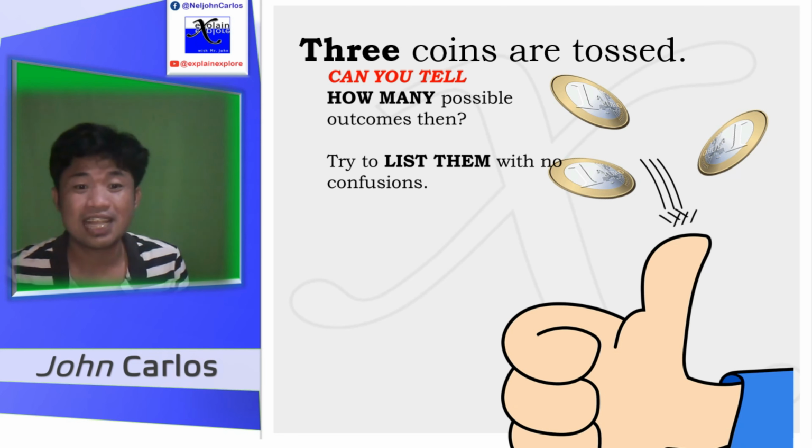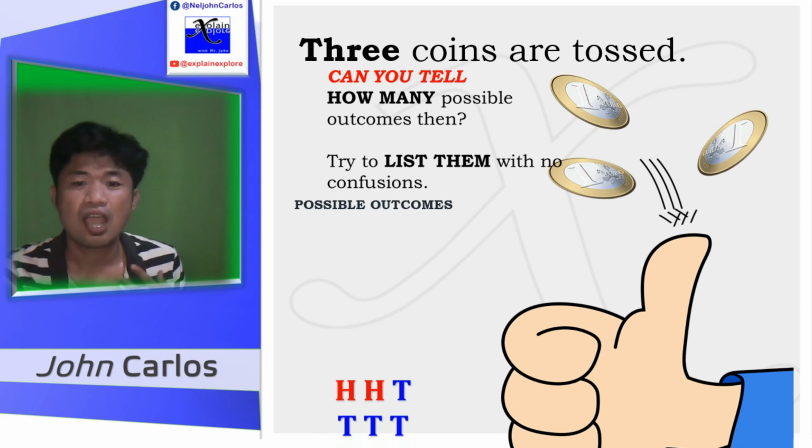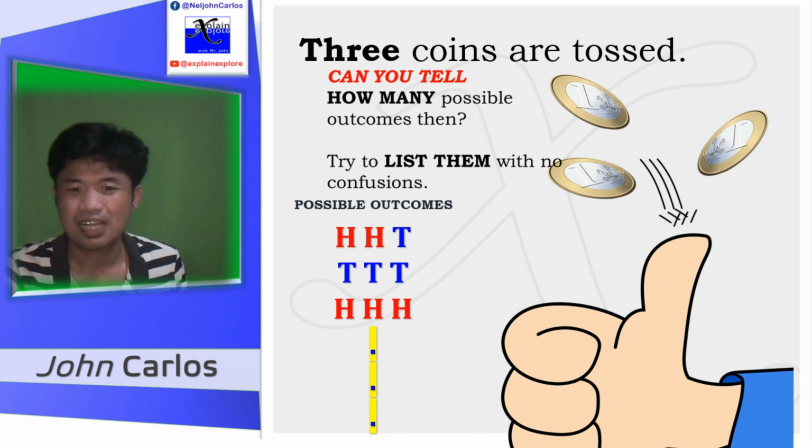Let's take this scenario. Three coins are tossed. How many possible outcomes can you think of? And list them without confusion. Maybe in our mind, we can think head, tail, or the three coins, tails, or heads. But how sure are you that you can completely list them all in a short time?